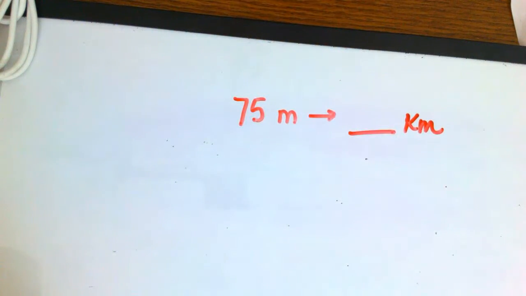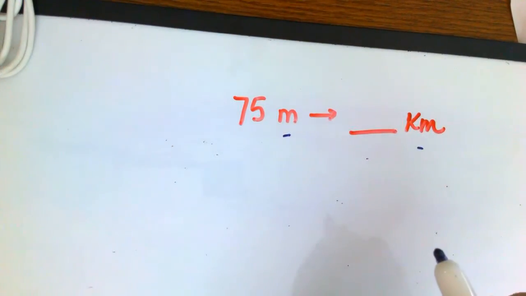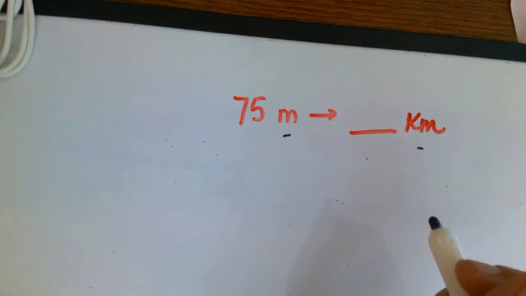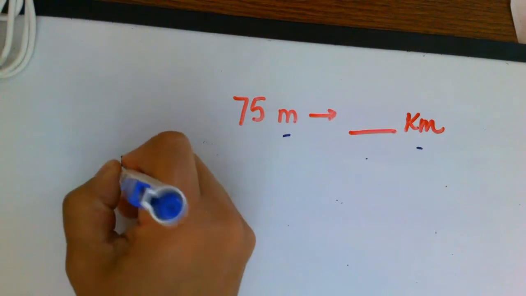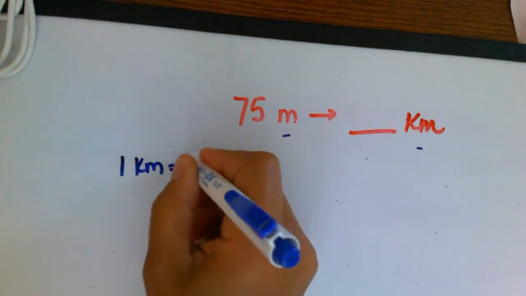So the first one says, use the conversion factors to convert 75 meters to kilometers. So we're going from meters to kilometers. And just like the video showed you, I would for sure put this in fraction form because it's going to make things so much easier for you to visualize whether or not you're correct. So we know that 1 kilometer equals 1,000 meters.